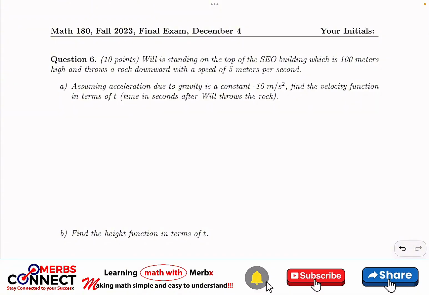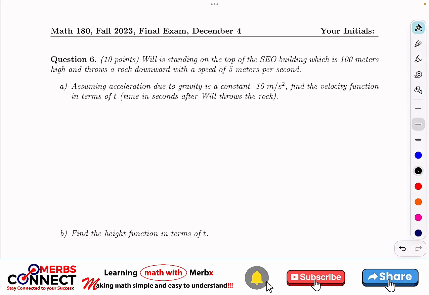So the first thing that we need to do here is, let's try and figure out all the information and let's put them down, right? Now, one thing that you need to know is, acceleration due to gravity is equal to, okay, let me put it this way. Velocity is equal to, okay, acceleration due to gravity is equal to v prime of t, and then velocity is also equal to s prime of t. Good. So that's basically what we are going to do here.